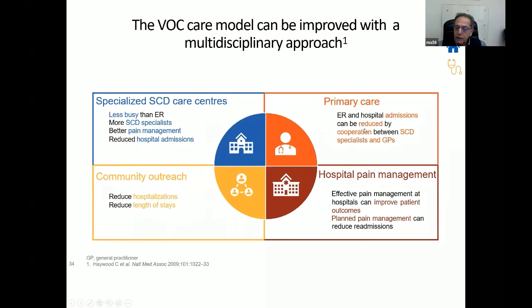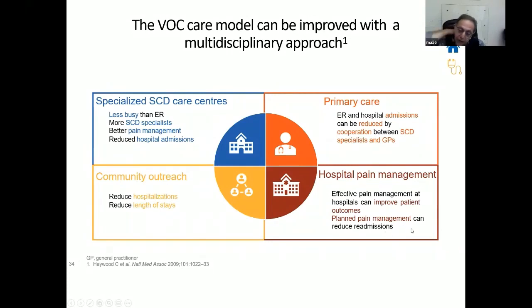ER visits and hospital admissions can be decreased if there is close collaboration between sickle cell disease specialists and general practitioners. And here at AUB, we practice that. We have a network of pediatricians who see our patients, and they are in constant contact with our center. Now, importantly also, effective hospital pain management can improve patient outcomes, and planned pain management can reduce admissions.